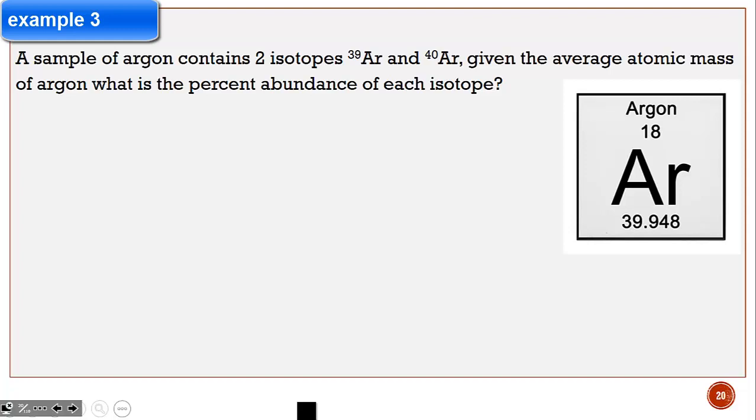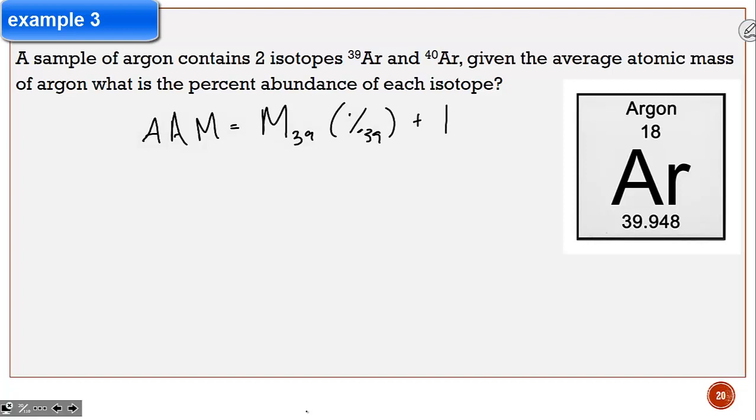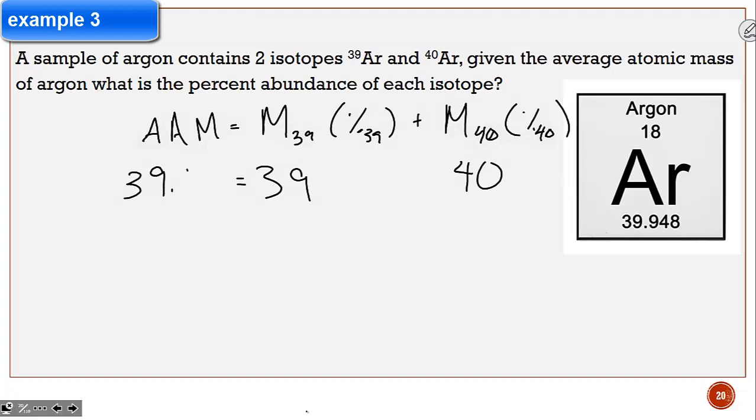So argon has two different isotopes, 39 and 40. Given the average atomic mass off the periodic table for argon, what is the percent abundance of each isotope? So average atomic mass would be the mass of argon 39 times the percent of 39 plus the mass of 40 times the percent of 40. And while we know this value and we know this value, we also know this to be 39.948, given off the periodic table. The percentages we do not know.